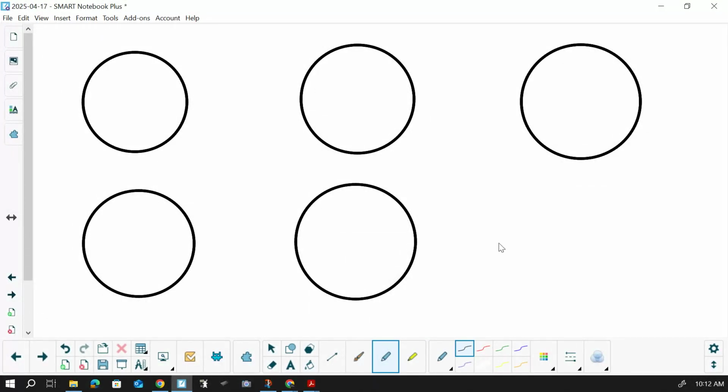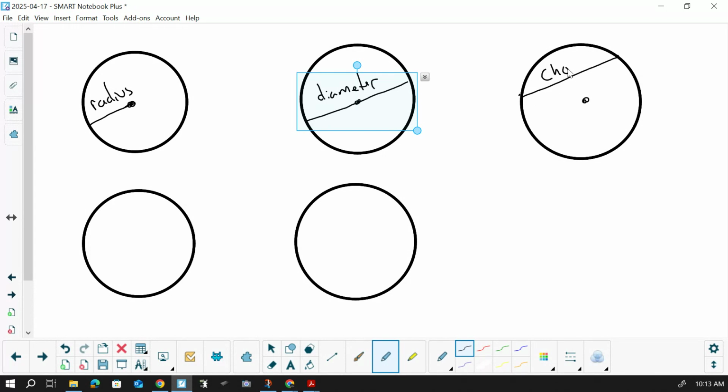Notes are exciting. Okay, so if you have a segment that goes from the center to the circle, that's called a radius. If you have a segment going through the center, that's called a diameter. If you have a segment that misses the center, that's called a chord. Technically, a diameter is a chord that goes through the middle.